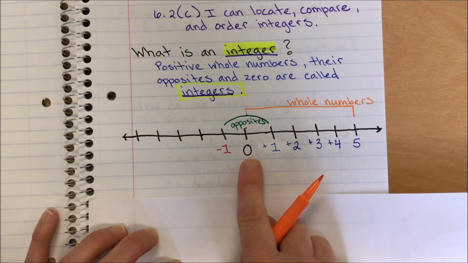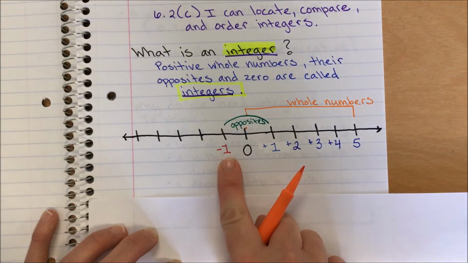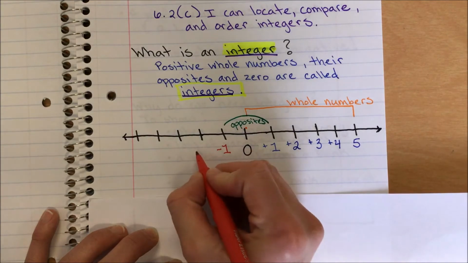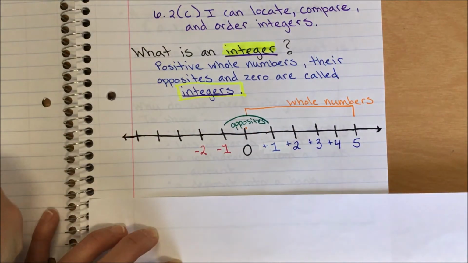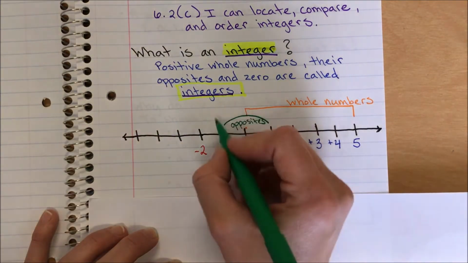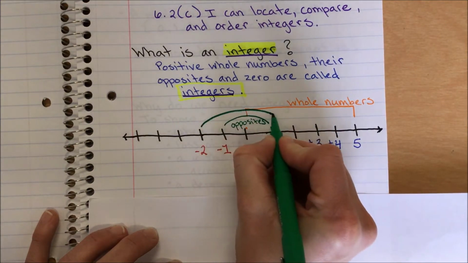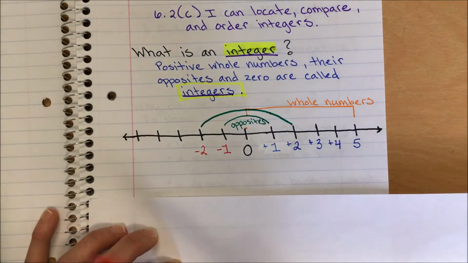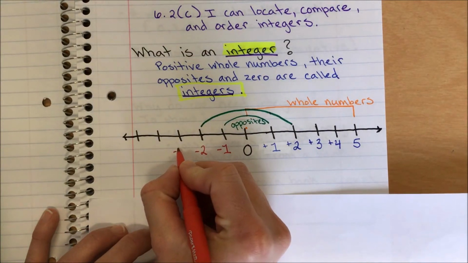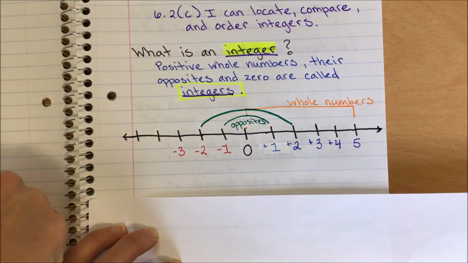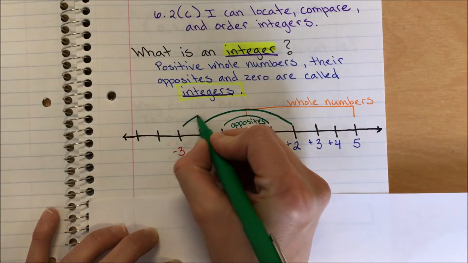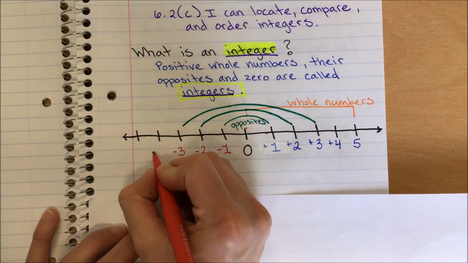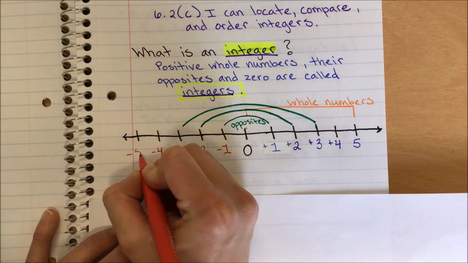Well, we know that the opposite of positive 1 is negative 1. So what do you think the opposite of positive 2 will be? That's right, it's going to be negative 2. Okay. So negative 2 and positive 2 are also opposites. Okay. The opposite of positive 3 is negative 3. Okay, and so forth. The opposite of positive 4 is negative 4, and the opposite of positive 5 is going to be negative 5.